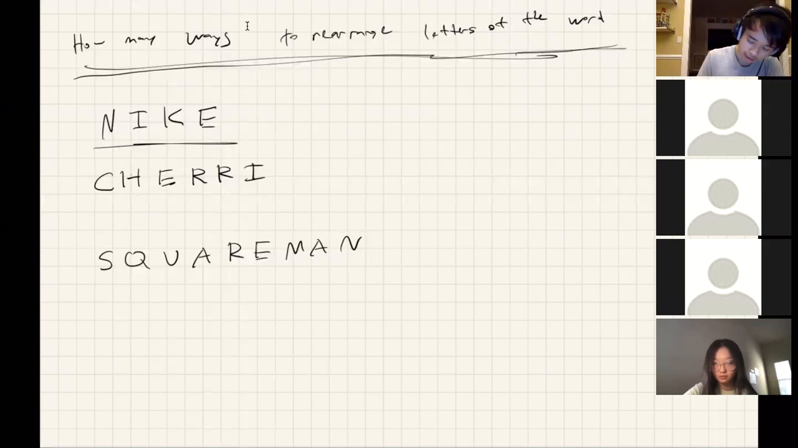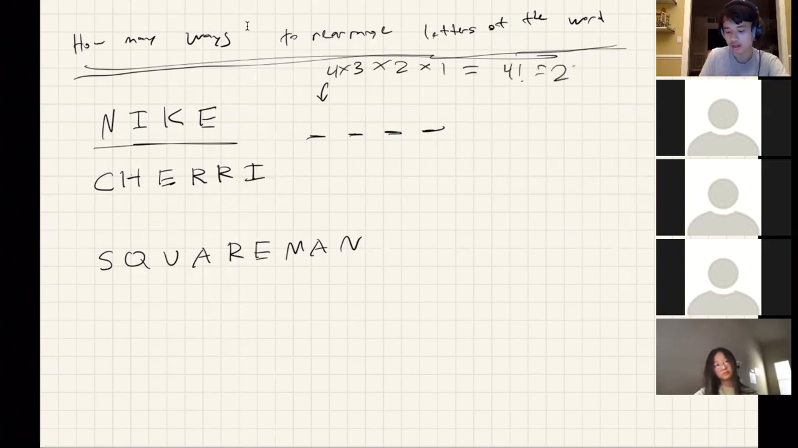So we can just construct the word letter by letter, right? We start with the first letter. There's 4 ways to choose this. Then there's 3 ways to choose the second letter, 2 ways to choose the third letter, and 1 way to choose the last letter. This comes out to be 4 factorial, and you can check on your own that it's equal to 24.